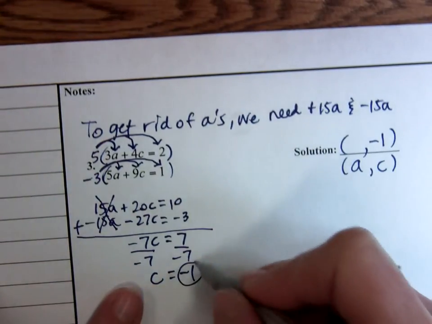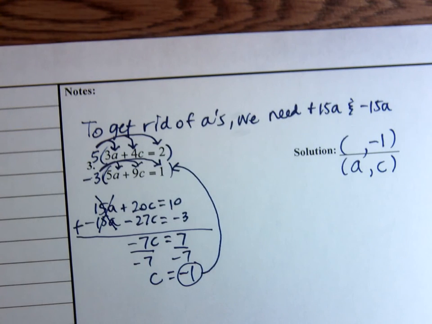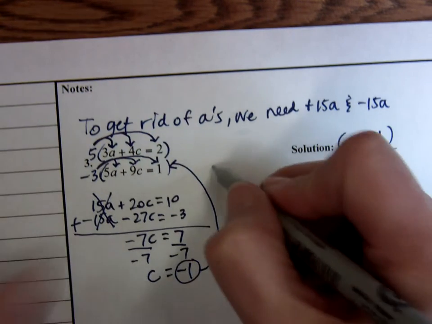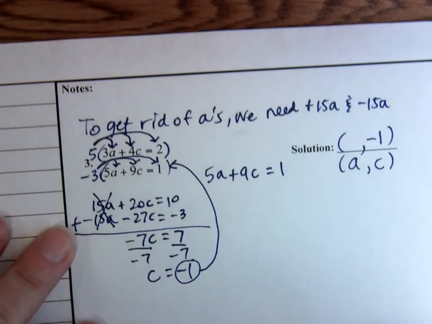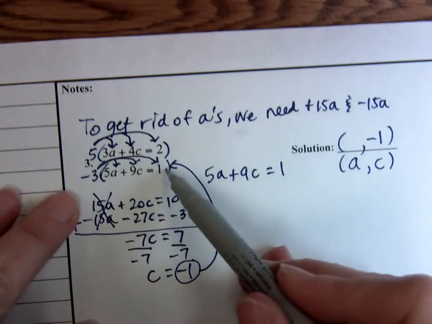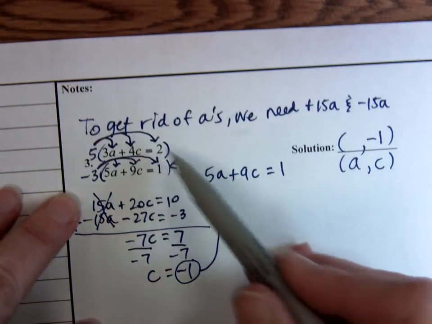That's right. Plug it back into an original. And I'm going to go way back up here and plug it into an original. I will write down 5A plus 9C equals 1. Question is, do we have to use the bottom one or can we use the top one? You can go back to either one, that's right.